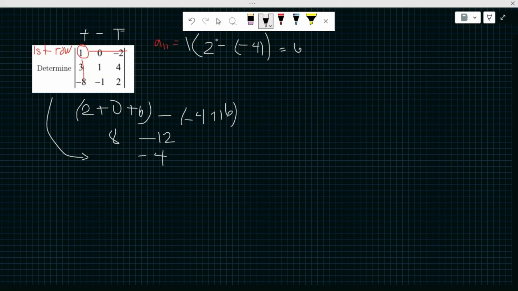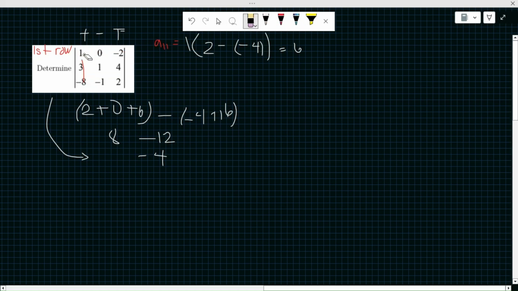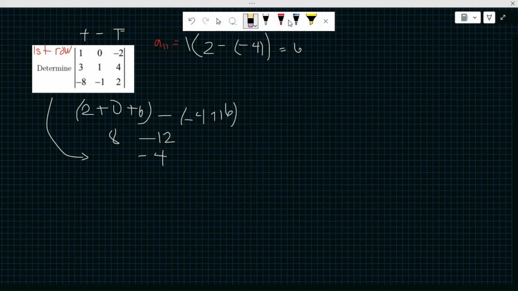So for A12, we have this one. But since it's 0, we're not going to use it. Since the result will still be 0, because we have to multiply by 0 on the outer part. So let's proceed to A13.